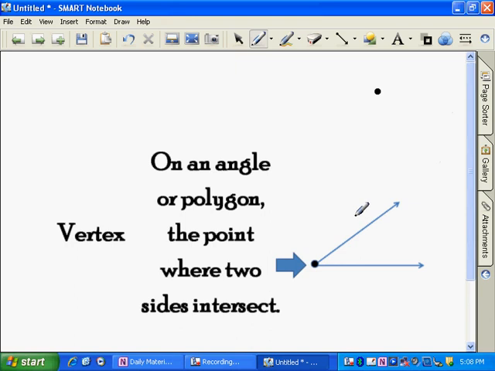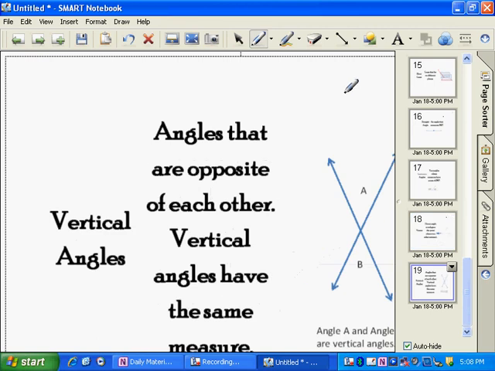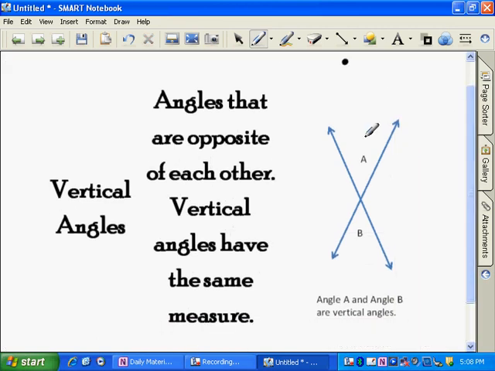A vertex is on an angle or a polygon, and it's the point where the two sides meet. So the arrow is pointing to the vertex there. And then we have vertical angles. Vertical angles are angles that are opposite of each other. Vertical angles have the same angle measure. So angle A is vertical of angle B. They have the same angle measure.